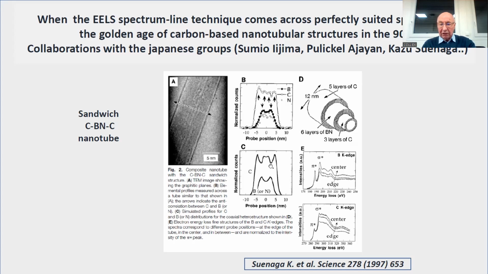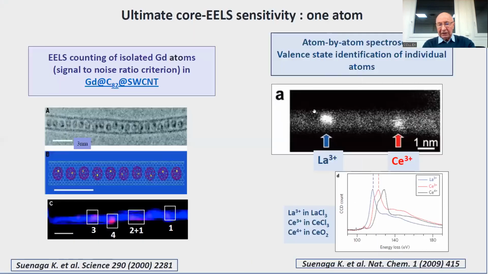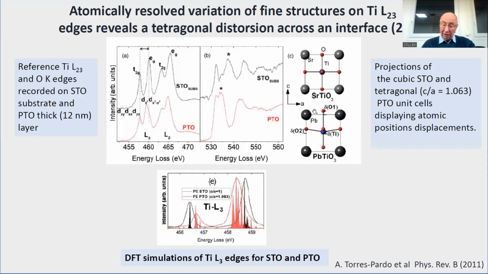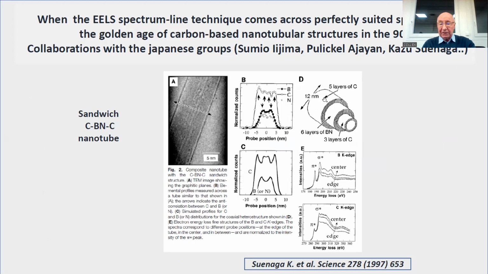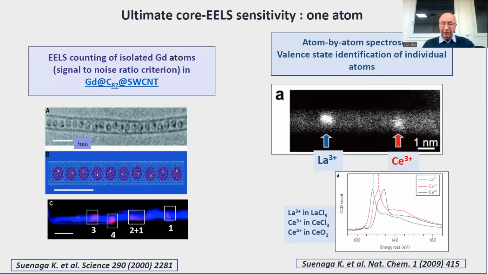And then this is a model of it, and you see there spectra characteristic of boron K edge and carbon K edge. And finally, after having performed a quantitative analysis of the importance of this signal, you can make a model. This specimen was made of 5 layers of carbon, 6 layers of boron nitride, and 3 layers of carbon, as published by Suenaga in Science.